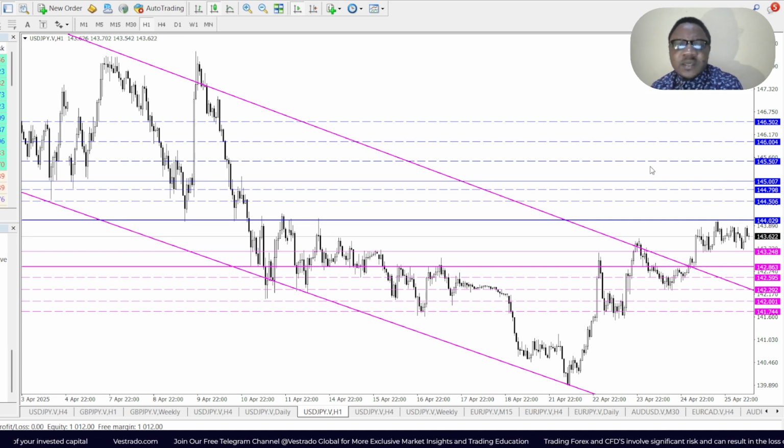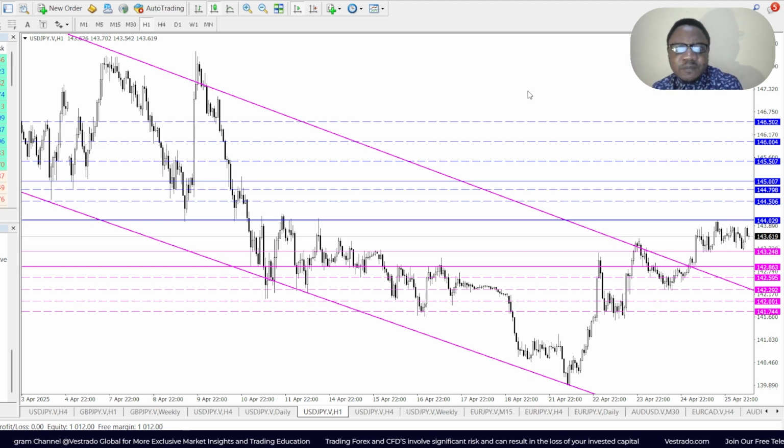146.50. Okay. Again, trade deal possible. If it happens, it could push the USD yen to the bullish side. Okay, pay attention to that. If it doesn't happen or an escalation occurs, you could see it drop to the bearish end.